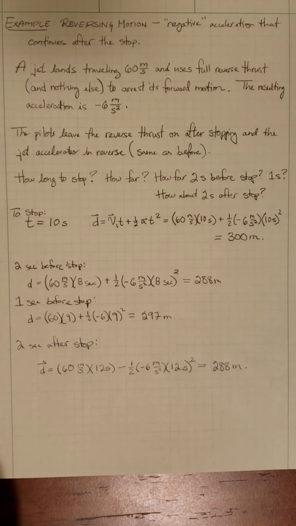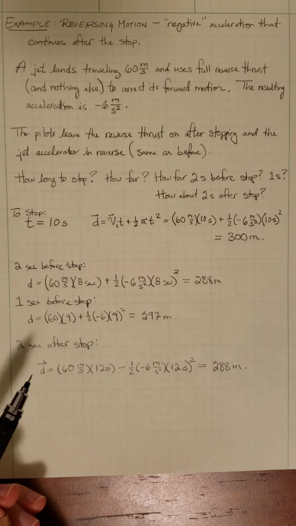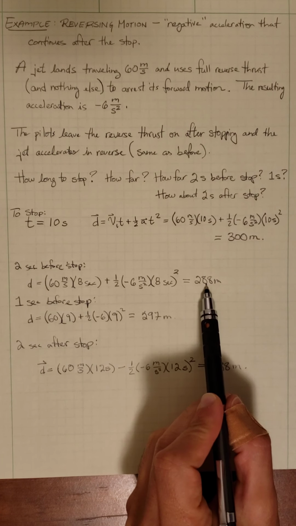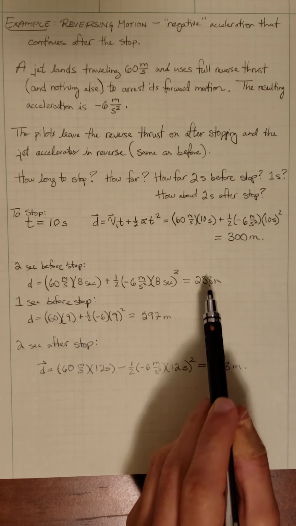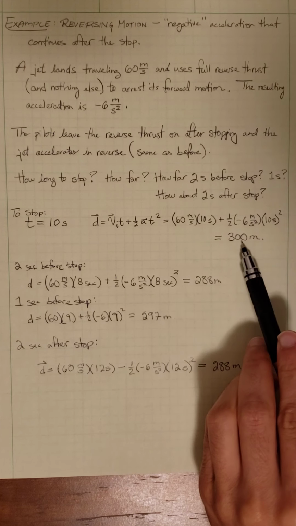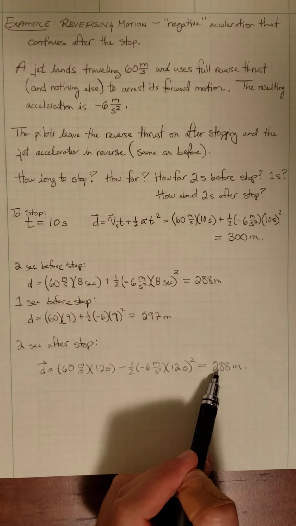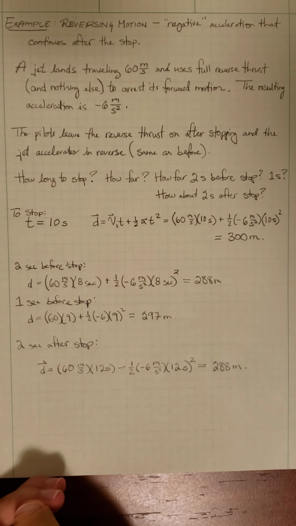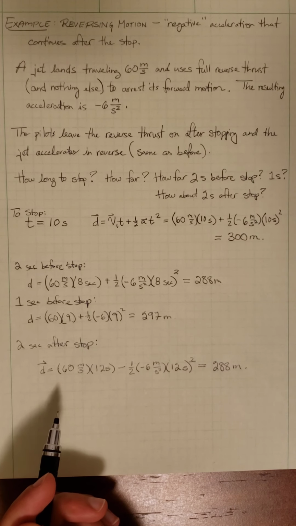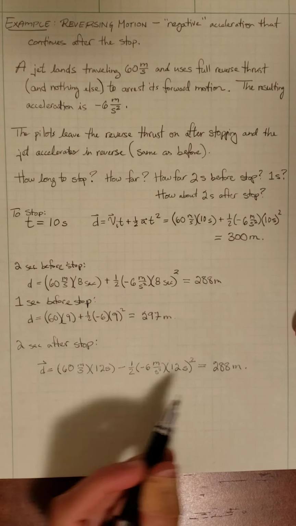What does this mean? This is saying that 2 seconds before the stop, you are at 288 meters down the runway from your touchdown point. 1 second before the stop, you're at 297 meters. At the stop, you're at 300 meters. 2 seconds after the stop, you are back at 288 meters. Just like that, this equation handled the turnaround, the reversal of the direction of the aircraft.